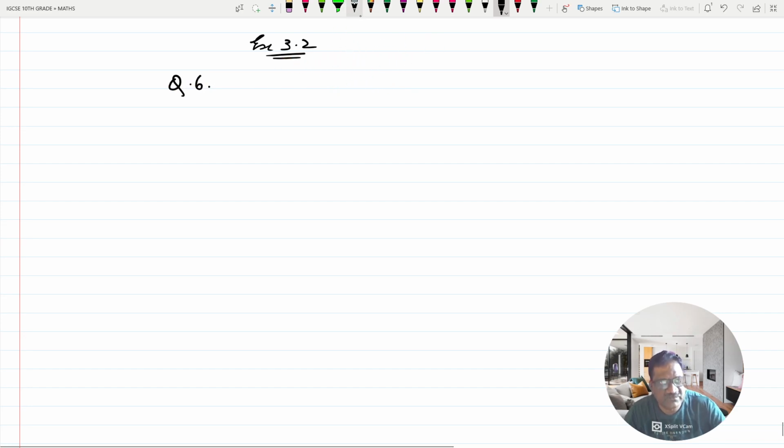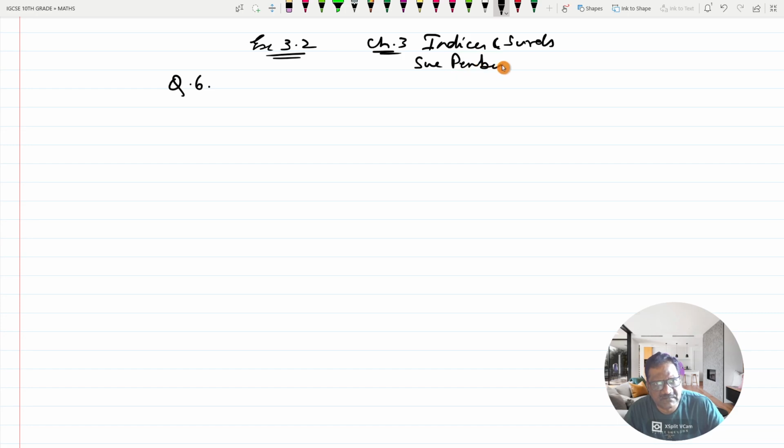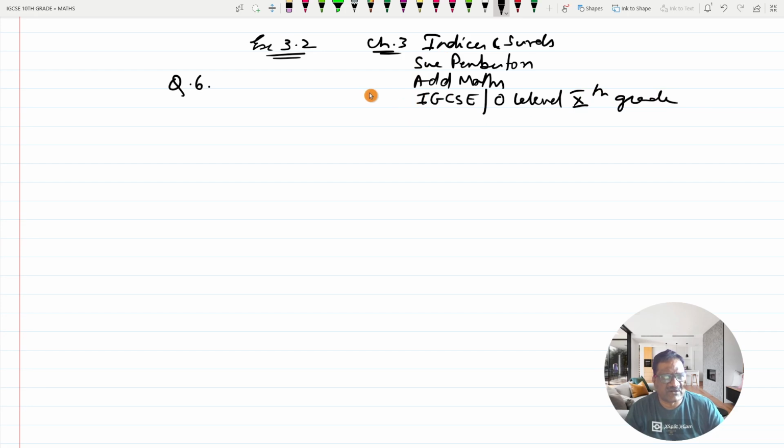Now, to remind you, this exercise 3.2 is from chapter number 3, which is Indices and Surds. This is from the book by Sue Pemberton, and the name of the book is Additional Mathematics, and this is for the IGCSE and the O levels. This is for the 10th grade students, right? So with this as the background, let us start with question number 6, sub question A. Question number 6 is solve the following equations.